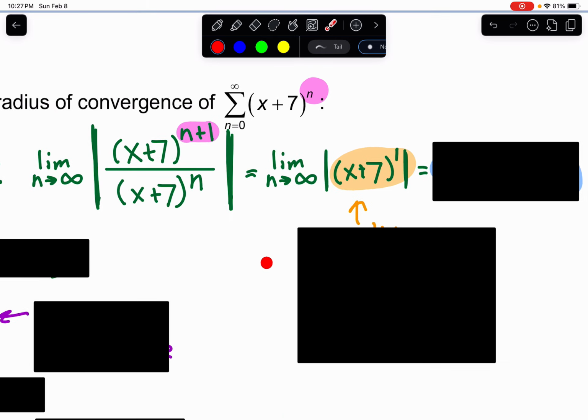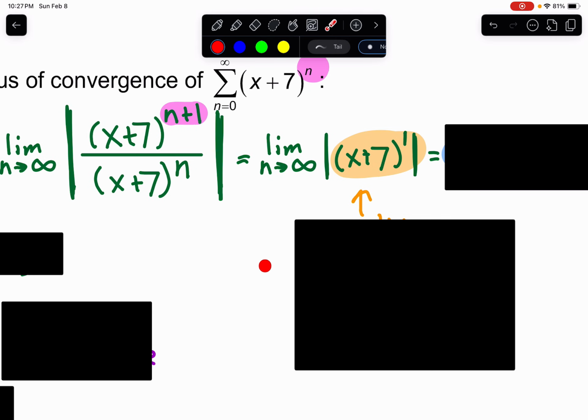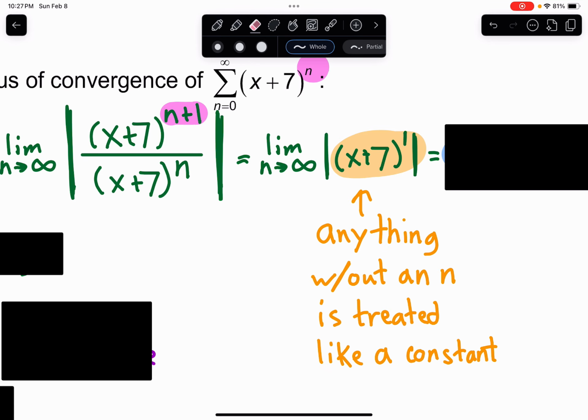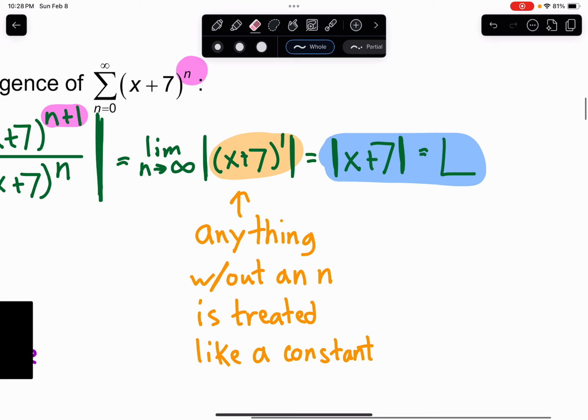Now, something interesting that can happen with a ratio test question is that there's no n's left in the thing I'm taking the limit of, right? And so anything without an n is treated like a constant. You can basically factor it out. So this is kind of like if you're doing an integral in terms of x and you had another variable, you could bring that out, right? It's the same idea, okay? So there's no n's here. So basically, this just becomes absolute value of x plus 7. That is my L value, okay?